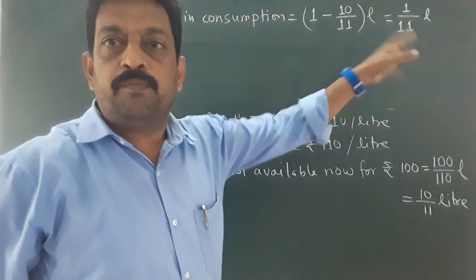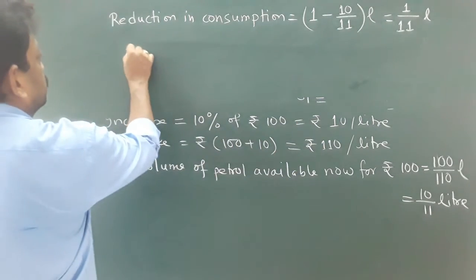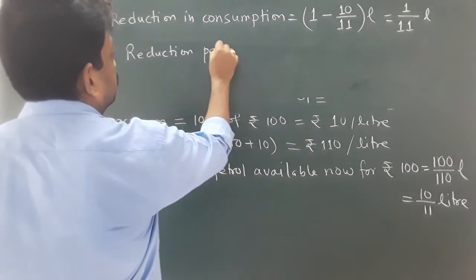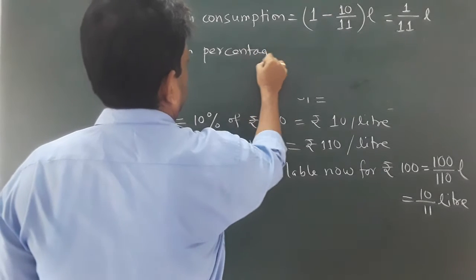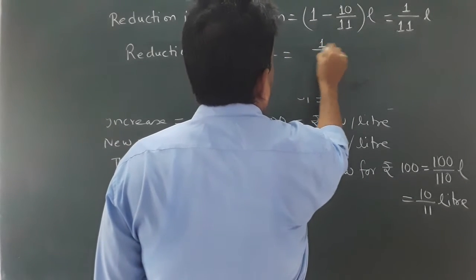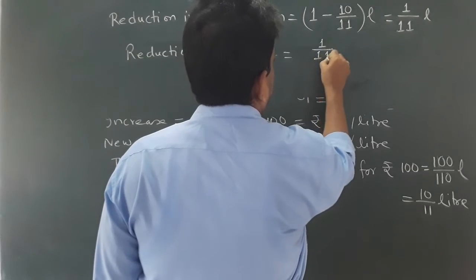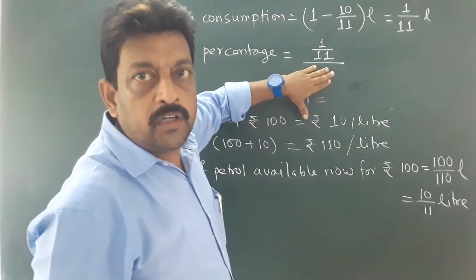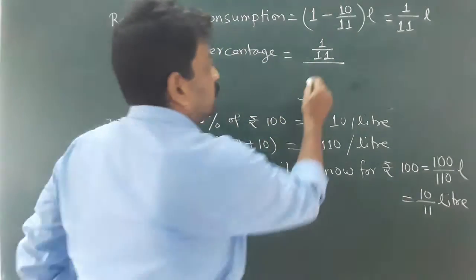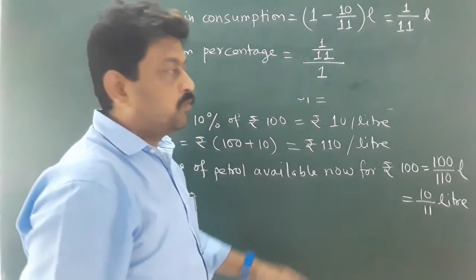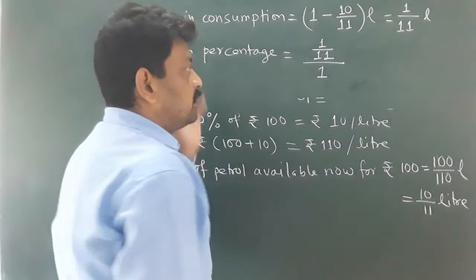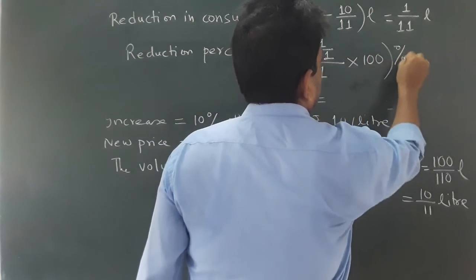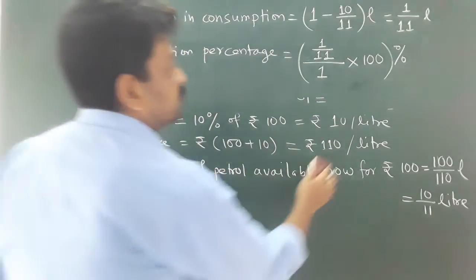Now we have to find it in terms of percentage. So percentage reduction equals 1 upon 11, this is the reduction, divided by the original consumption. Original consumption is 1 liter. He bought 1 liter previously with 100 rupees, into 100%. Okay, just go through it. I hope it is clear to you.